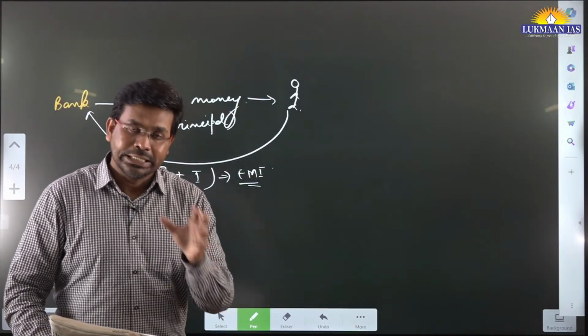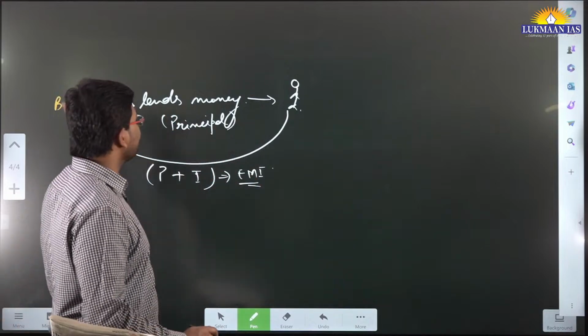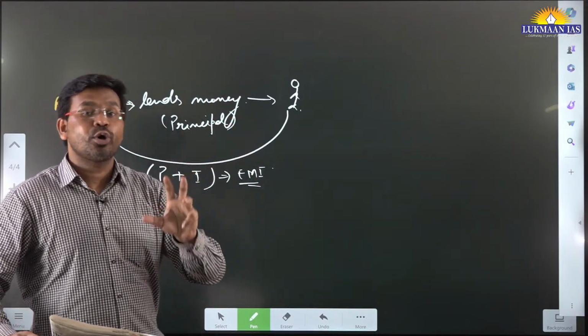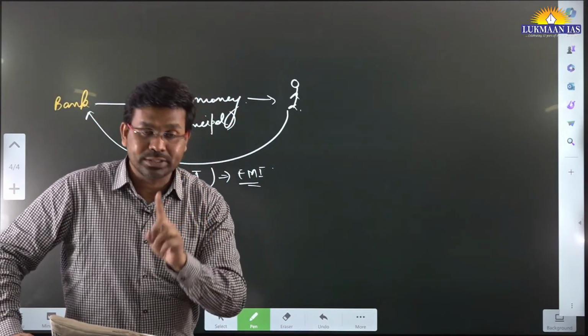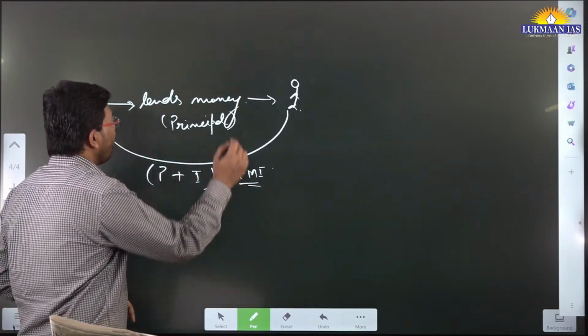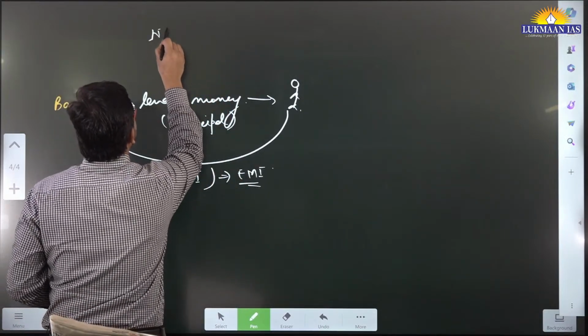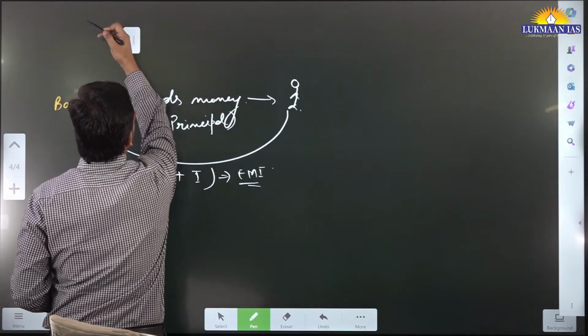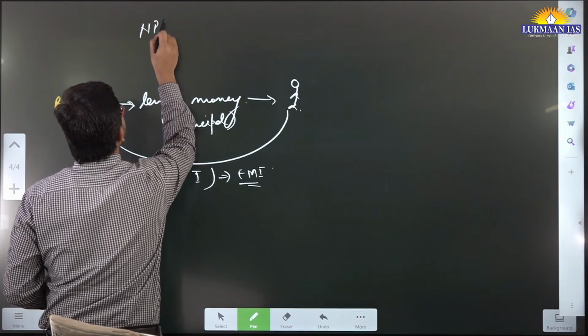What will happen? The principal amount that the bank has already lent will also not be recovered. So it causes loss to the banks, and these losses, right, are termed as NPAs. Okay, these losses are termed as NPAs.